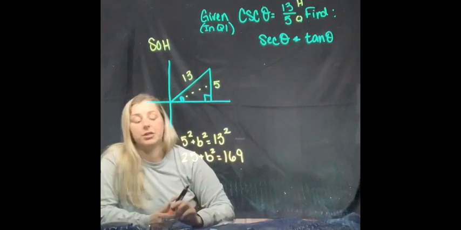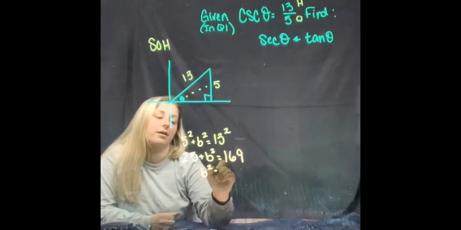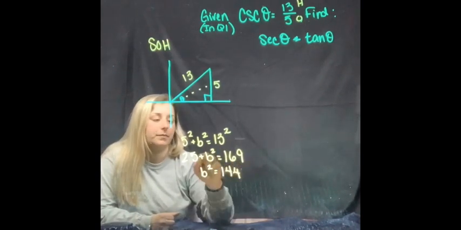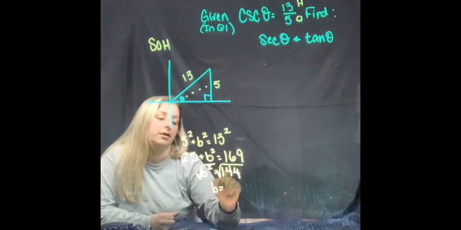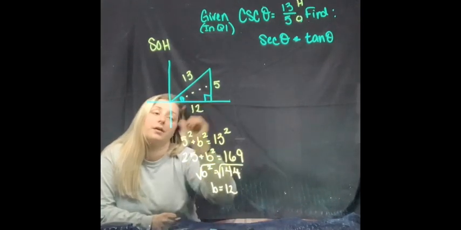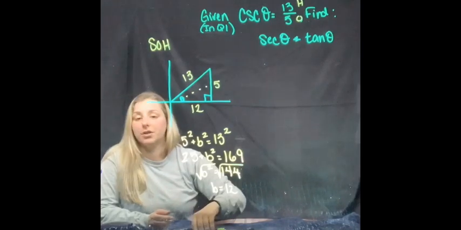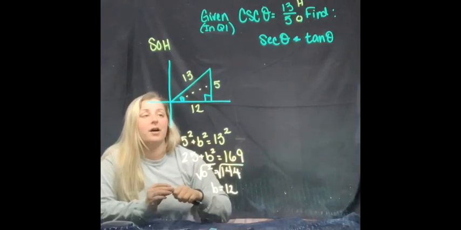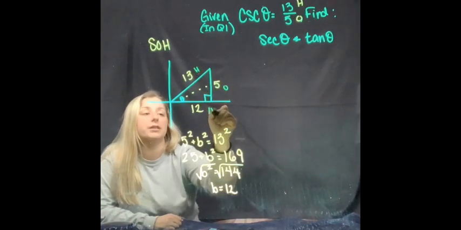169 is 13 squared. So we're going to subtract out of the 25, and you get 144, and the square root is 12. Okay, so that means that's 12. So now we're going to label this triangle OH and A: opposite, hypotenuse, and the adjacent there.